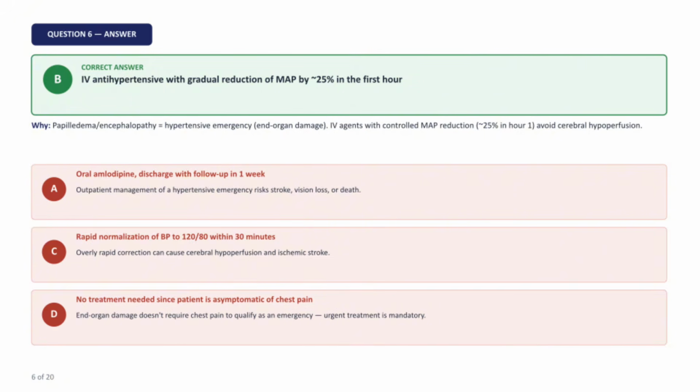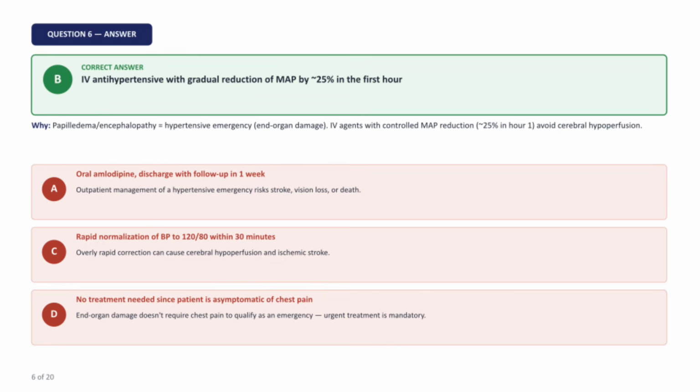The correct answer is option B. IV antihypertensive with gradual reduction of MAP by 25% in the first hour. Papilledema or encephalopathy equals hypertensive emergency, end organ damage. IV agents with controlled MAP reduction, such as 25% in 1 hour, avoid cerebral hypoperfusion. Now, why isn't A correct? Outpatient management of hypertensive emergency risks stroke, vision loss, or death.